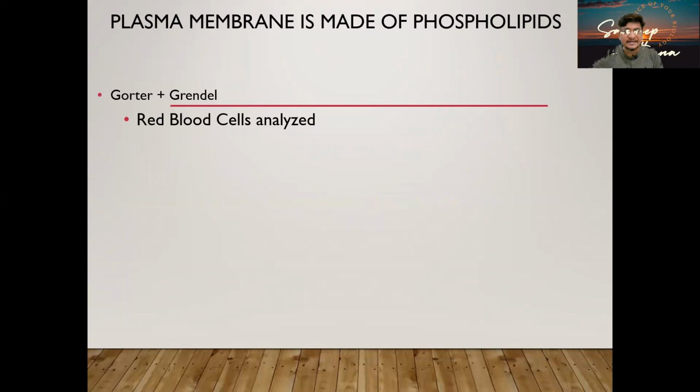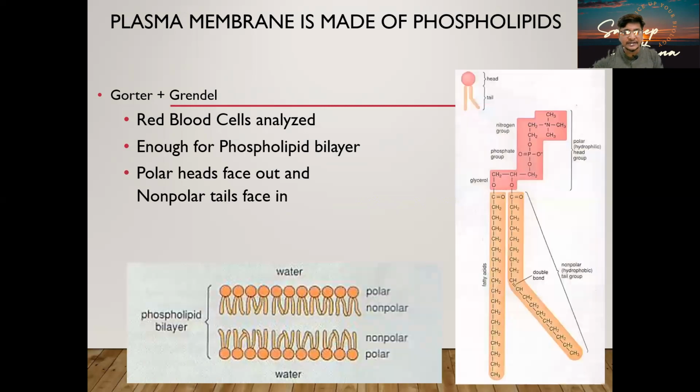Let's first see exactly what Gorter and Grendel did, and how they came to know that it is not a lipid monolayer, but rather a lipid bilayer. What he tried to work out was this: he took the number of RBCs and measured the surface area. Then he took out the lipid layer and used it on the Langmuir trough, where we can measure the thickness. What he got was that the thickness and the surface area were not matching. It was just double.